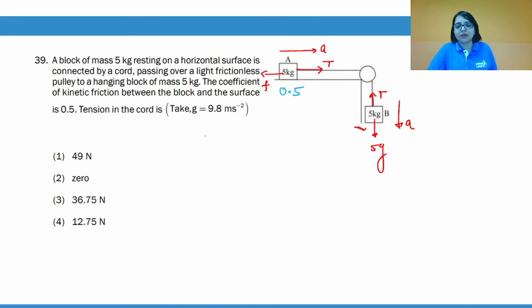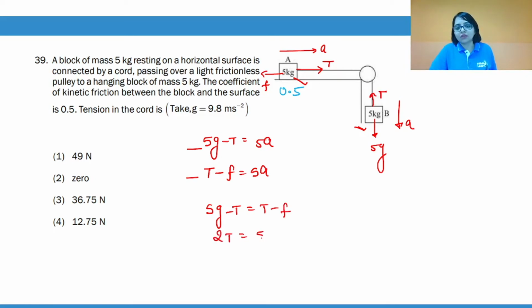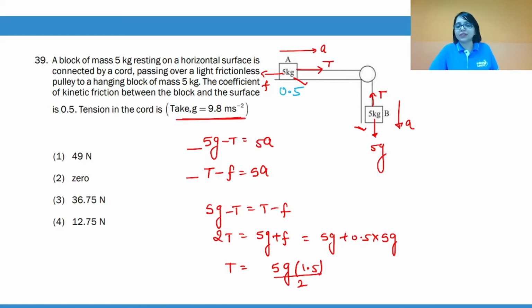So for this 5 kilogram, you can write the equation 5g minus tension is equal to 5a, and for this 5 kilogram, you can write 5T minus F is equal to 5a. Now you can equate this term with this term because both are equal to 5a. So 5g minus tension is equal to tension minus friction. So 2T is equal to 5g plus friction. Friction is mu mg, so it is 5g plus 0.5 into 5g, and that is 2T. So tension will be, you can take 5g common, so it is (1 plus 0.5), 1.5 divided by 2. You can put the value of g as 9.8 meter per second square, and after that you'll get the answer as option 3, that is 36.75 Newton.